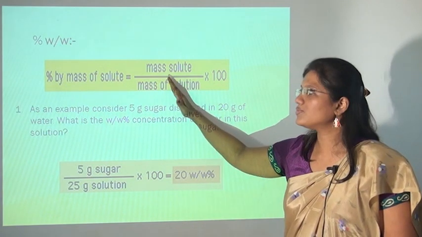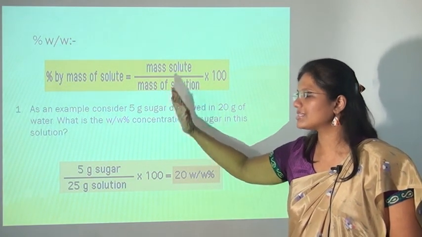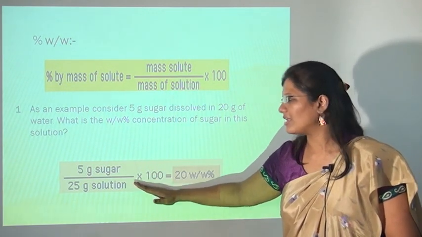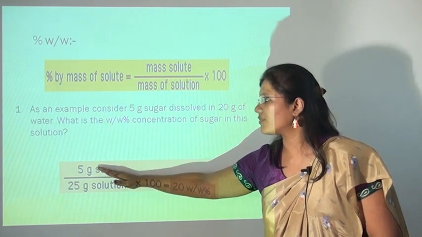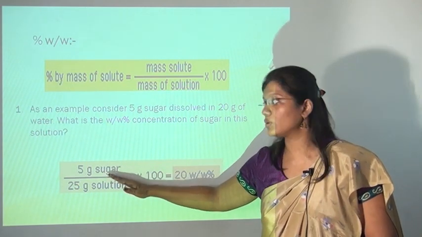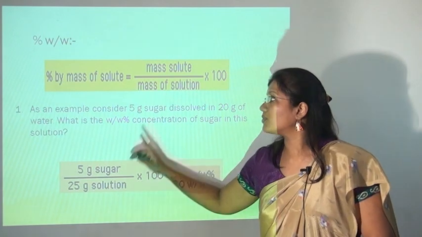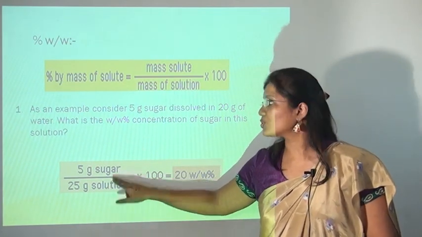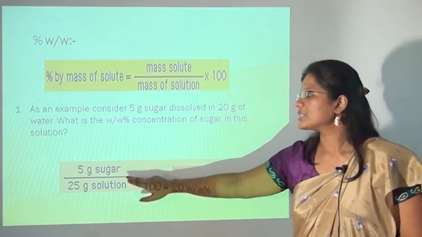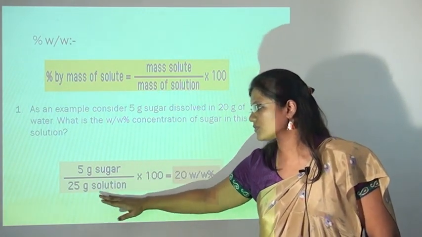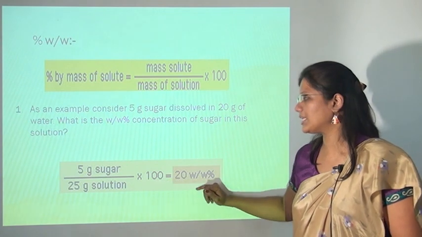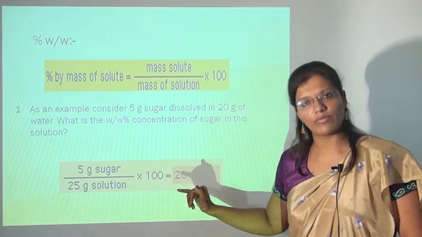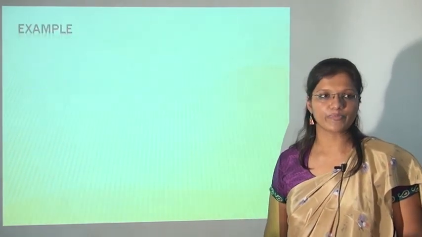As we have this formula, we just have to put the values in. 5 grams of sugar is there, your mass of the solute, divided by your mass of solution, the total solution which contains water and sugar. So here the total 25 grams of solution is there, into 100. You are getting 20% weight by weight. This is your final answer.